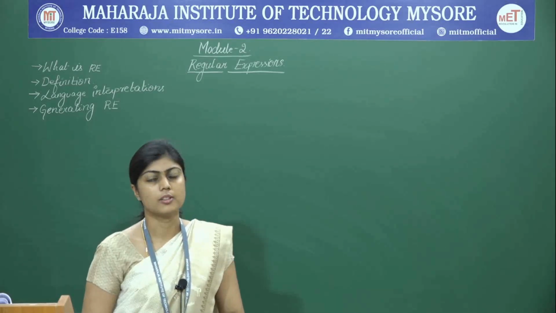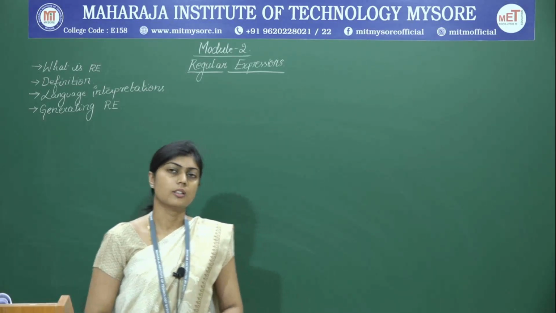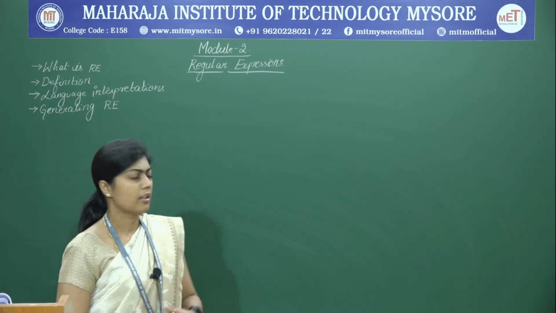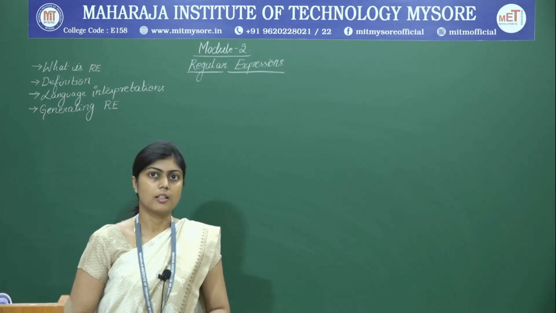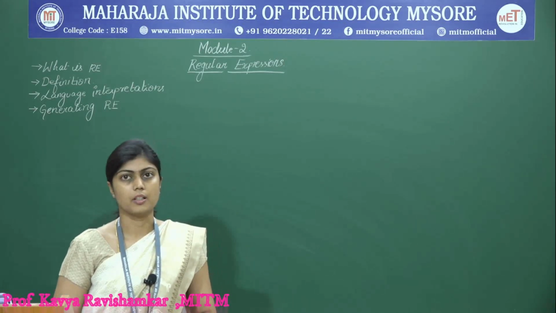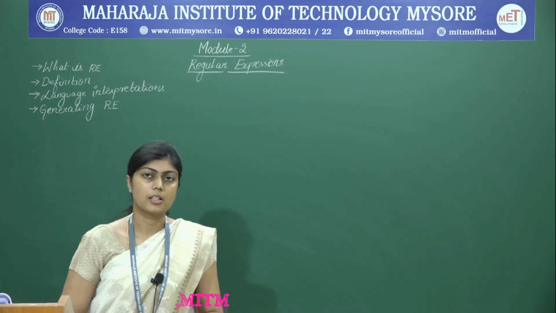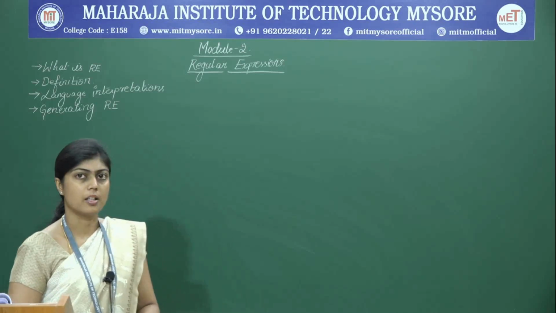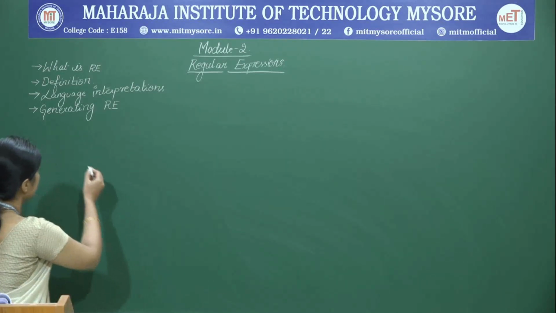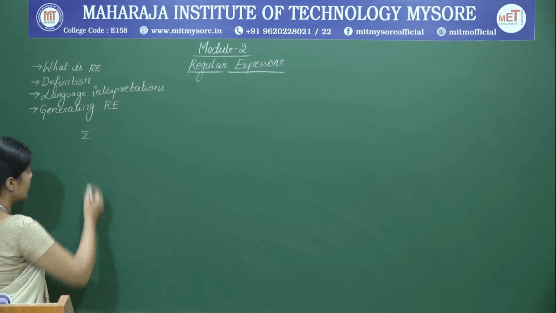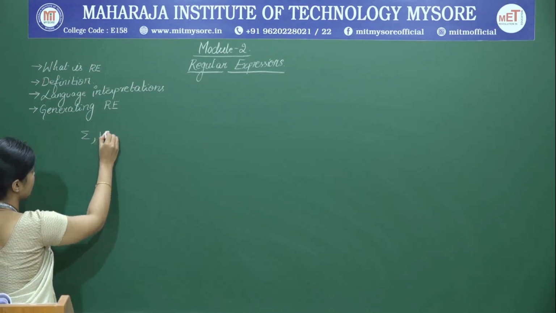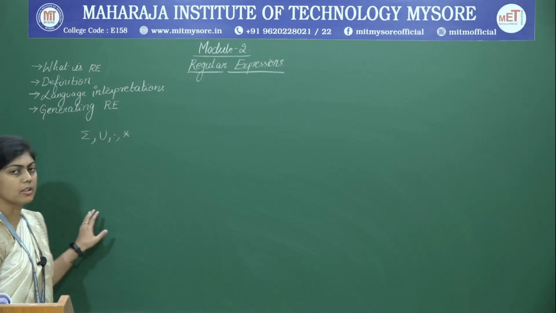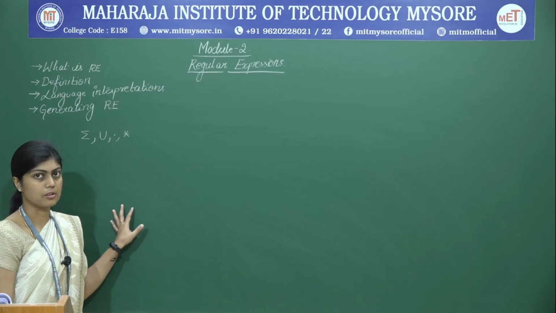So hello everyone. In this class we are going to start the new module, that is module 2, and we are going to learn about regular expressions. These regular expressions are nothing but the language which is accepted by the finite automata, and they are basically made up of symbols and operators. The symbols are any symbol that exists in sigma, and the operators are the union, concatenation and the Kleene star.